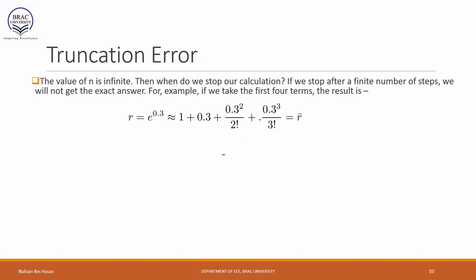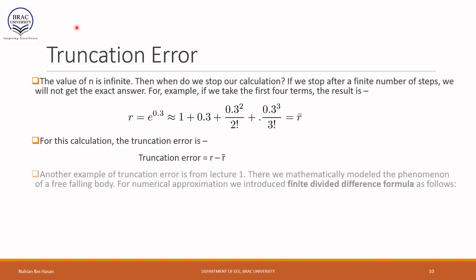For example, if you want to keep up to the fourth term, you represent the summation with a new notation, r bar, then the truncation error would be r minus r bar, because r, or e to the power 0.3, is an infinite series. So you are keeping up to the fourth term, so obviously there will be some error, and that is the truncation error due to truncating the higher terms. So the truncation error is r minus r bar.